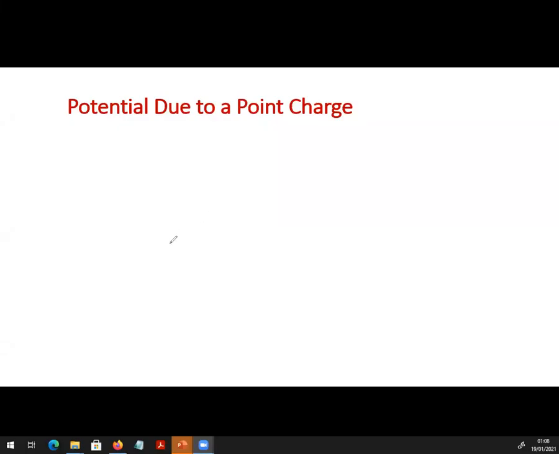Potential due to a point charge. I want to calculate the value of the electric potential created by a point charge. Let's say we have this positive point charge, and I need to calculate the potential created by this charge at the point P.